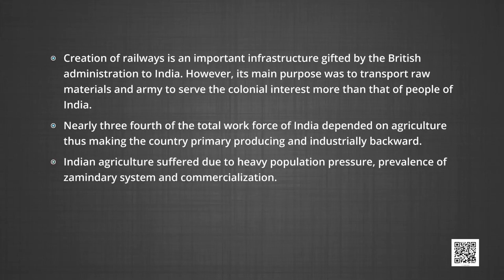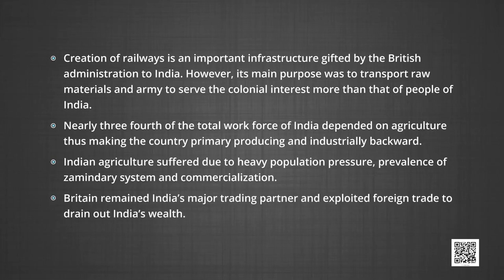Number five, Indian agriculture suffered due to heavy population pressure, prevalence of zamindari system, and commercialization. Number six, Britain remained India's major trading partner and exploited foreign trade to drain out India's wealth.